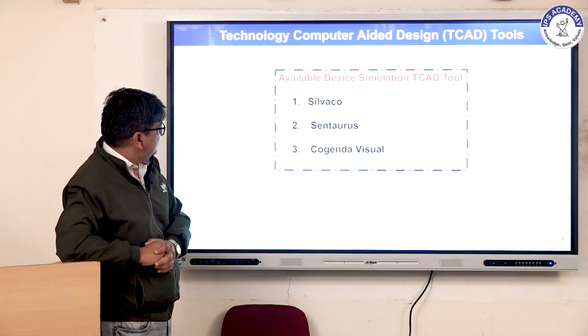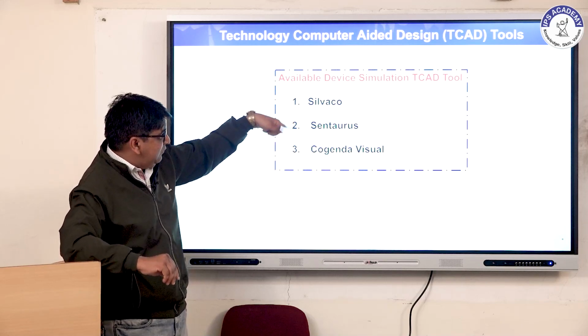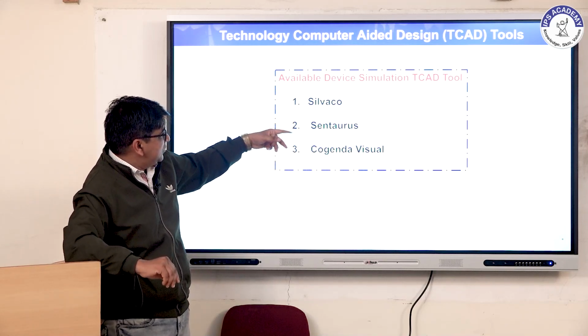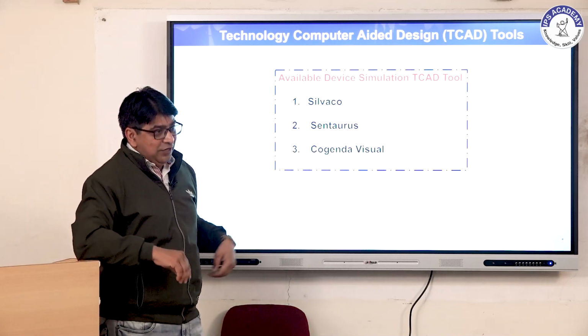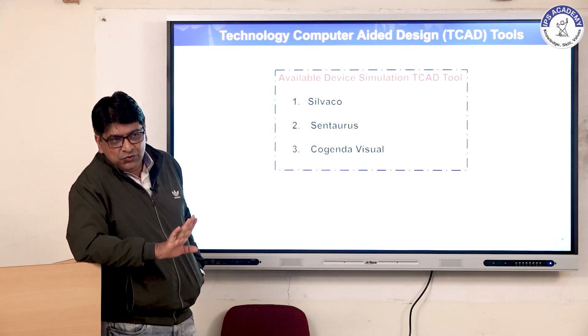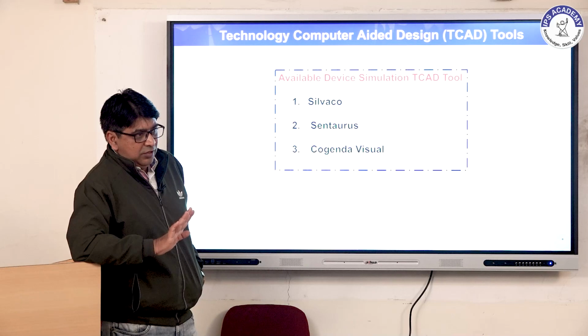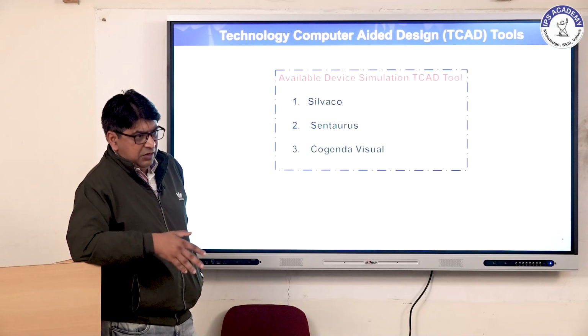Okay, now I come to the tool. These are the three tools. Our VIT has two tools, Silvaco and Centaurus. Although this work we did on the Cogenda Visual TCAD. I suggest, if you are interested in the work, go for this tool. It's very cheap, meaning we can purchase this license at a low cost.